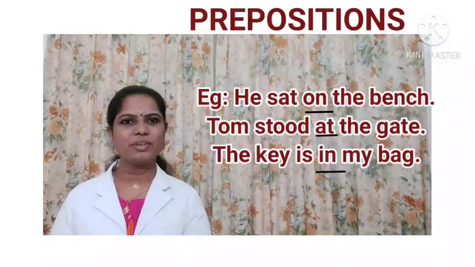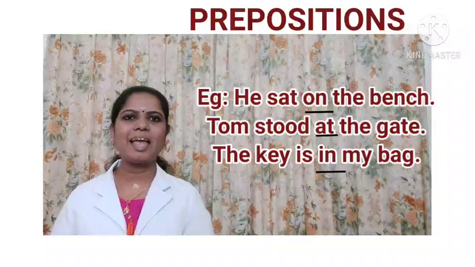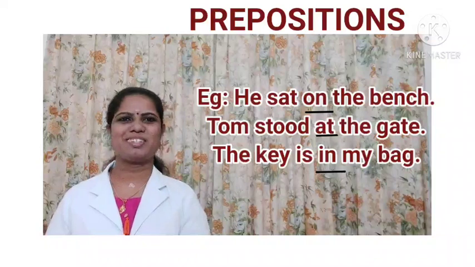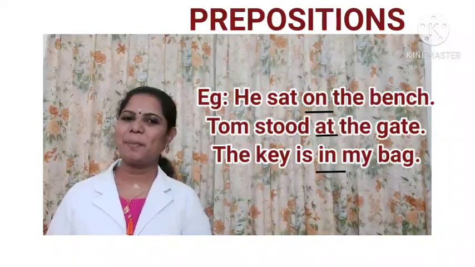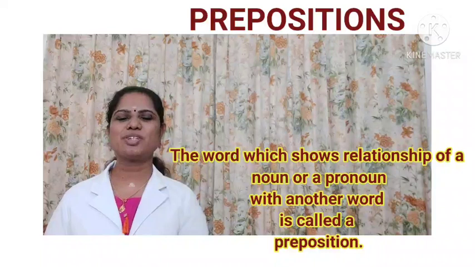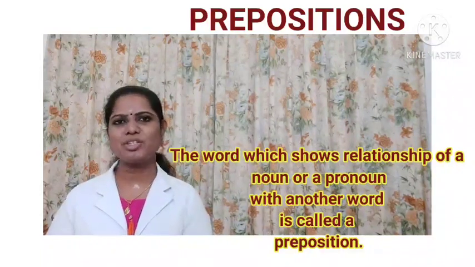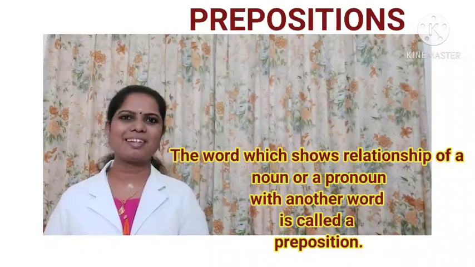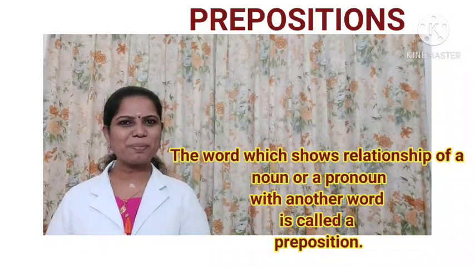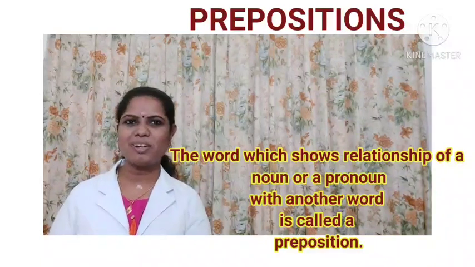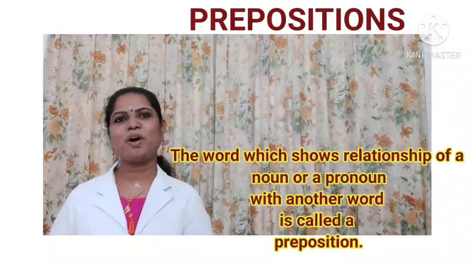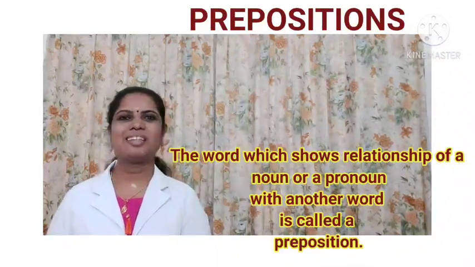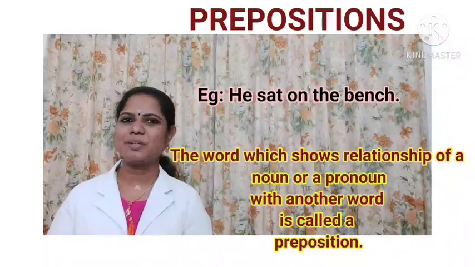Now, what are these words called? On, in and at. These words are called prepositions. Okay, children? So what is a preposition? Preposition is a word which shows the relationship of a noun or a pronoun with another word in a sentence. Just as we saw in the examples, he sat on the bench.